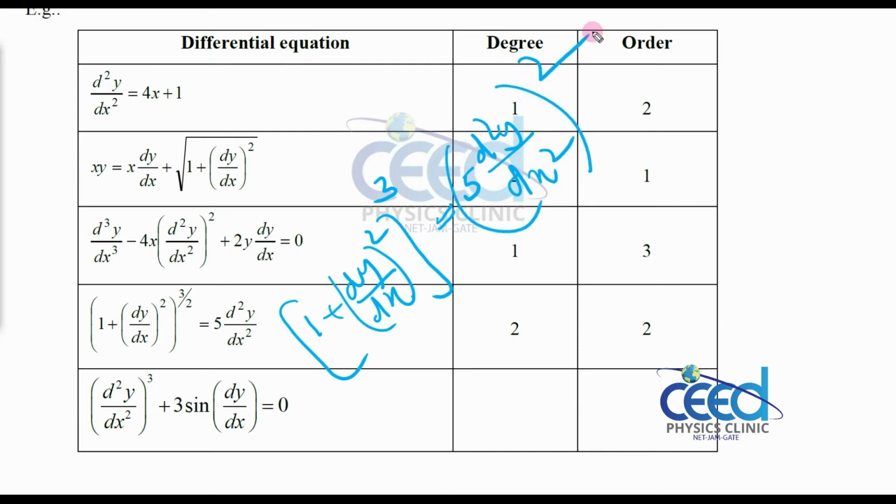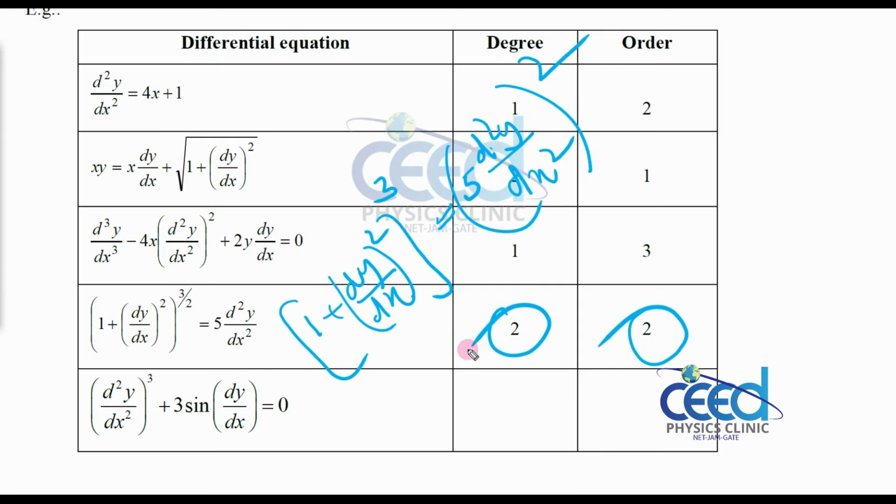Now which one is the highest derivative? The highest derivative is the second order derivative, so order is 2. What is the exponent of this d²y/dx² term? That is 2, so degree is also 2.